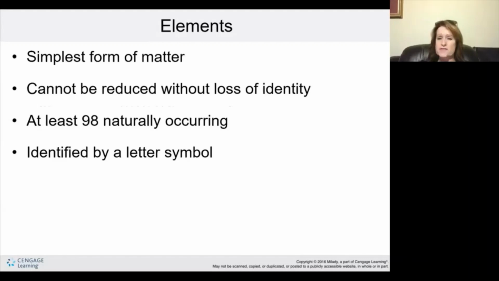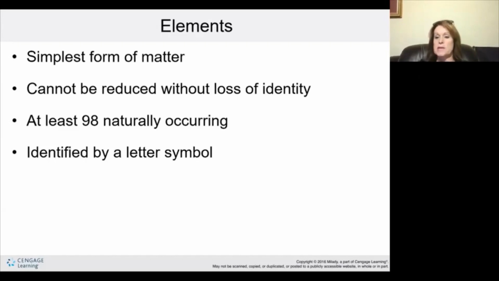An element is the simplest form of chemical matter. So if they ask you what is the simplest form of chemical matter, it's elements. It cannot be broken down into a simpler substance without a loss of identity. So of the categories we're going to be talking about, molecules, atoms, elements, which one cannot be downsized without changing it? Elements. They're identified by letters and symbols. If you try to simplify them and break them down, it's not going to be the same element. It's going to be a different element.